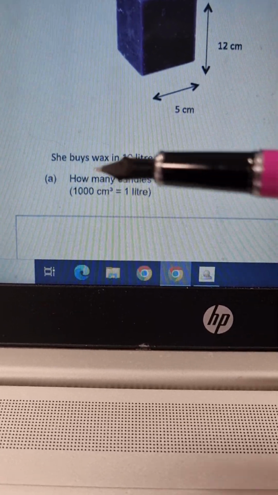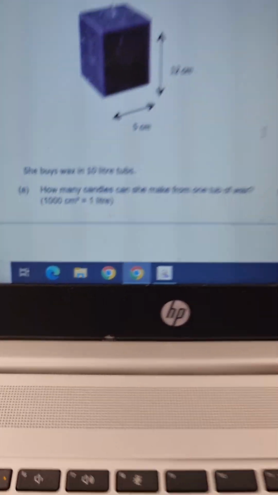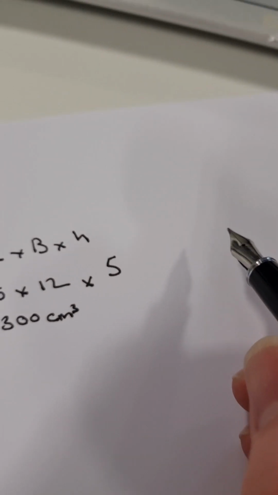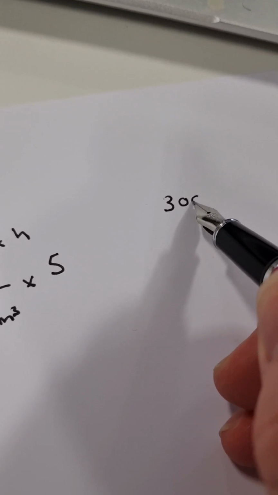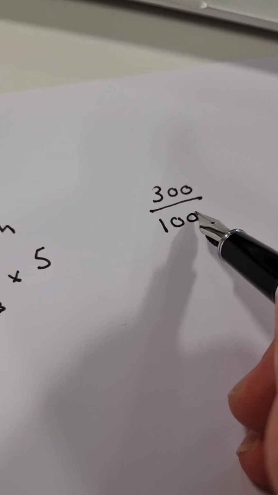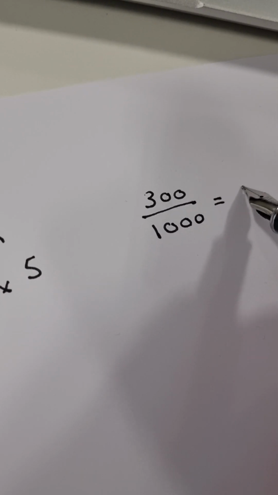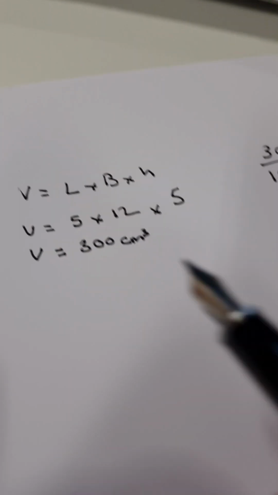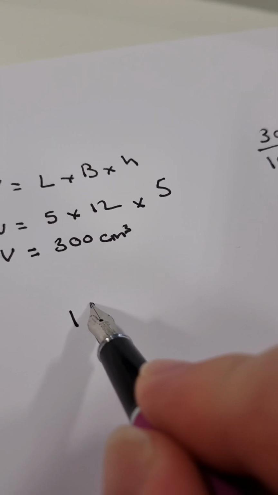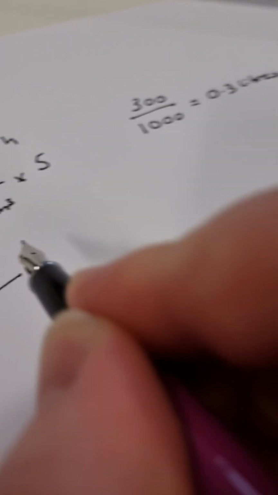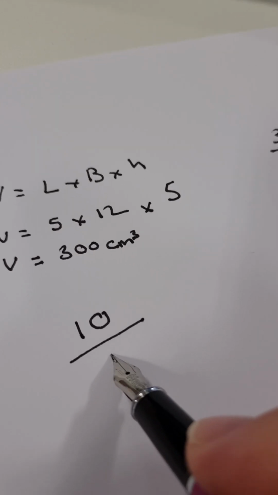Now it says there that 1000 centimeters cubed equals 1 litre. So what we then do is 300 divided by 1000, and that equals 0.3 litres. So she buys 10 litre tubs, and each candle is 0.3 litres. We divide that.